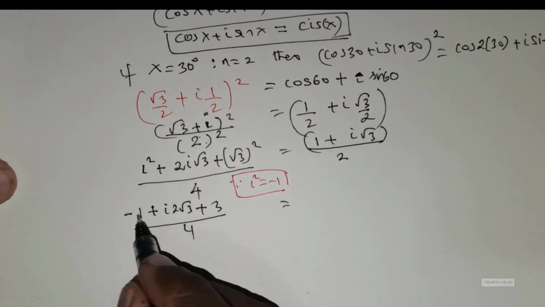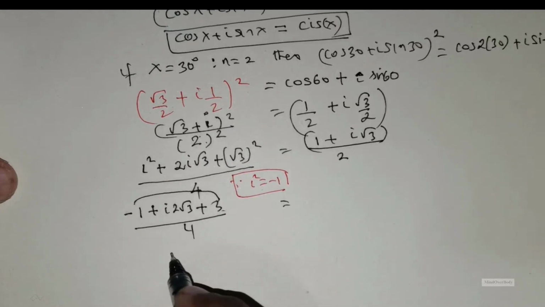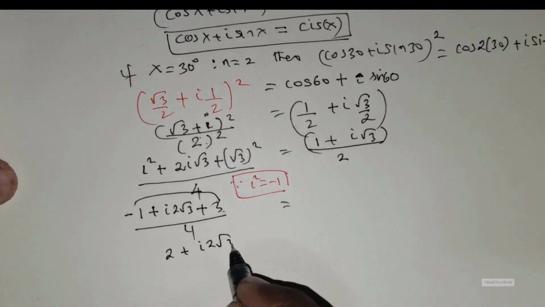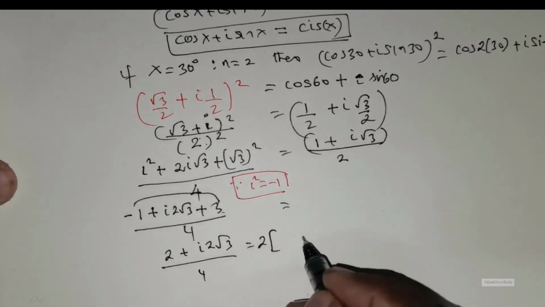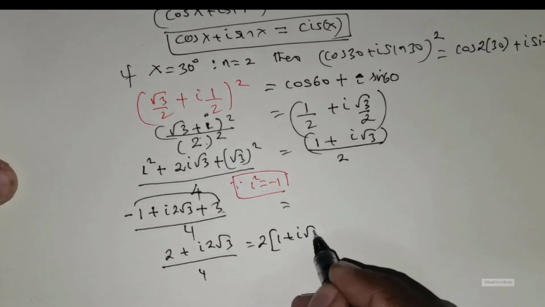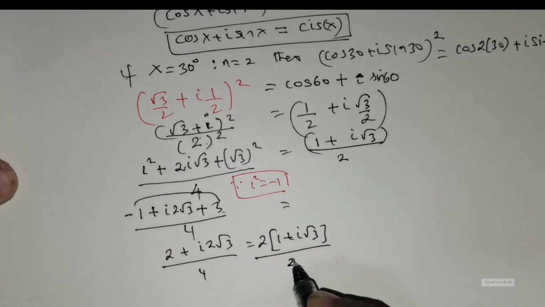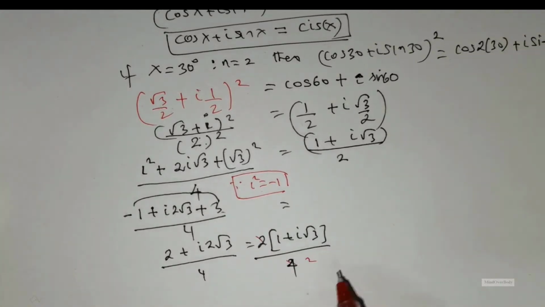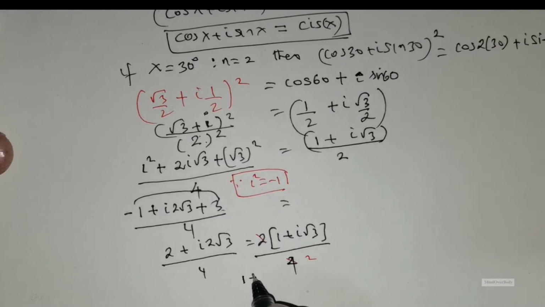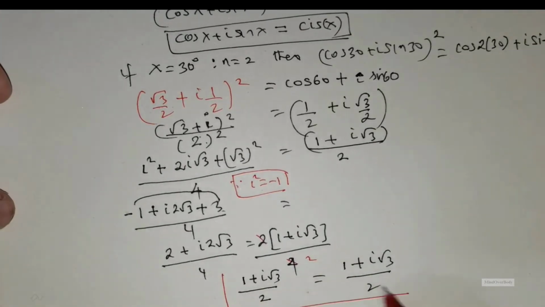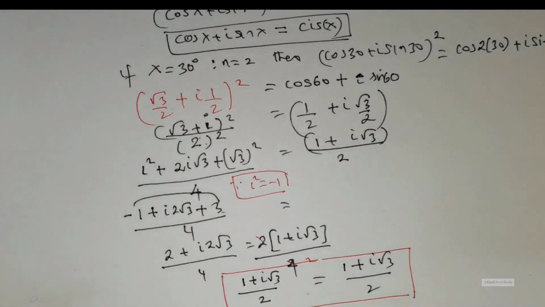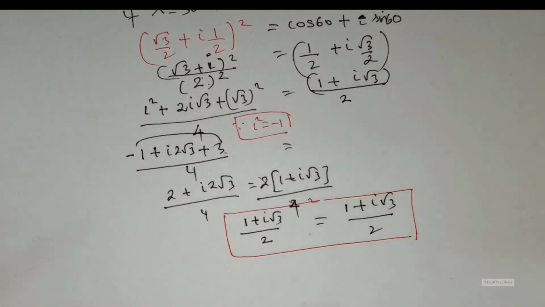Now this is going to be negative 1 added with 3 gives me 2 + i times 2 times root 3, divided by 4. I can rewrite this as 2 of (1 + i times root 3) divided by 4. Now 2 divides 4 two times, so this is going to be (1 + i times root 3) divided by 2, which is equal to, you see the right side, (1 + i times root 3) over 2. So clearly the theorem given by De Moivre holds good. This is just an example to show you.